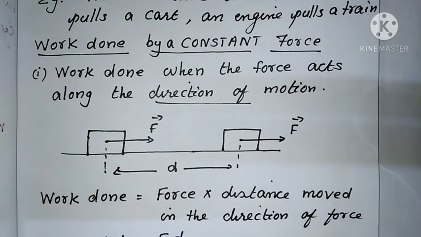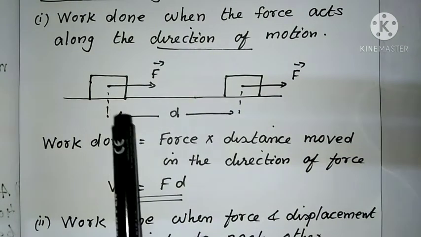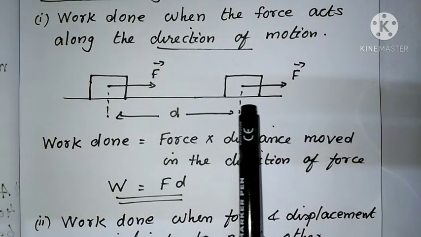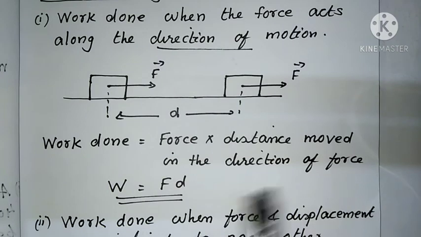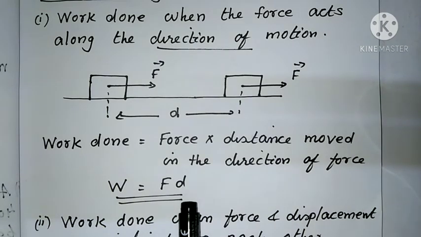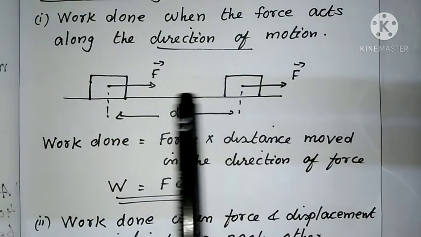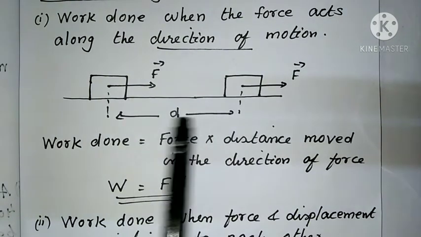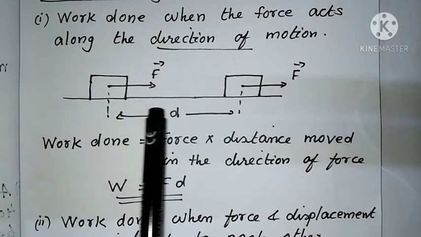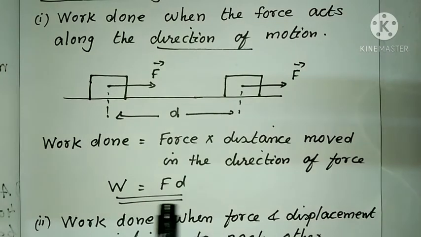So we can define the work done as force times the distance moved in the direction of force, that is noted as W equal to F into d. Once again, here the force and the displacement are in the same direction. Force acts along the direction of displacement. So we can write W equal to F into d.